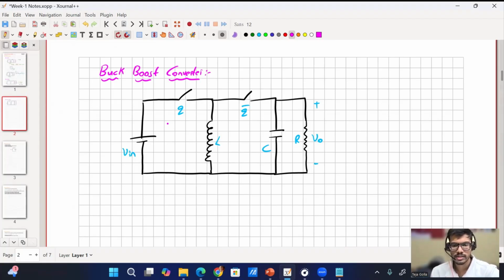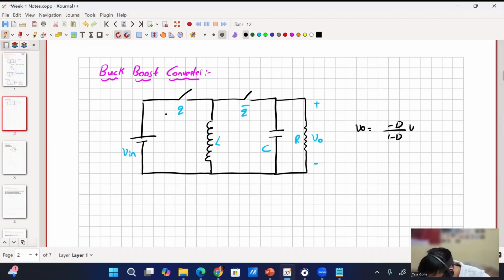But are you sure? It's a combination of buck and boost, right? Yes. But will V naught be positive or negative? Negative. It depends on the duty ratio, minus D by 1 minus D. Correct. Based on the configuration that I have given, the plus and minus that I have marked at the output, it will be minus, or I have to interchange the minus and plus. If I'm considering the top terminal as positive, then V naught is basically minus D by 1 minus D. V naught equals minus D by 1 minus D times V in.